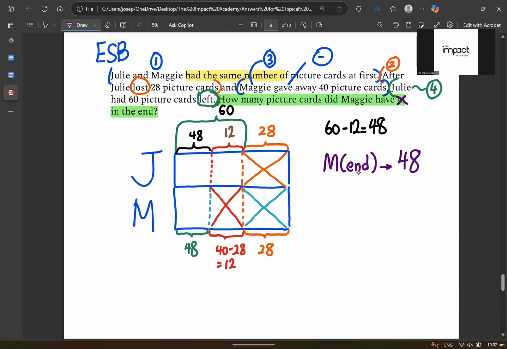Can I just test you a bit? If I were to ask you, how many picture cards did Julie have in the end? First person to answer will get 3 points. 3 points to you. Why confidently say 60? Because Julie is this one and this one. Correct or not? Do you understand? Okay, can you all make sure all of these things are written down? All right, so that's all I have for you for this question.